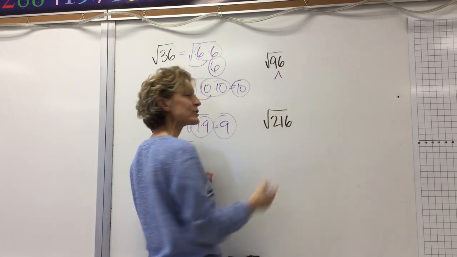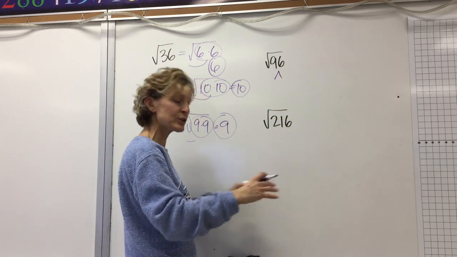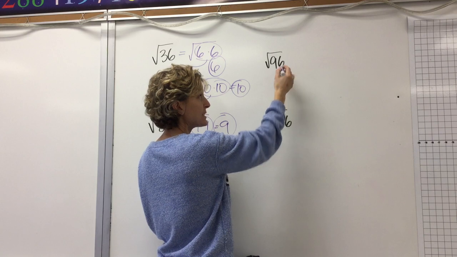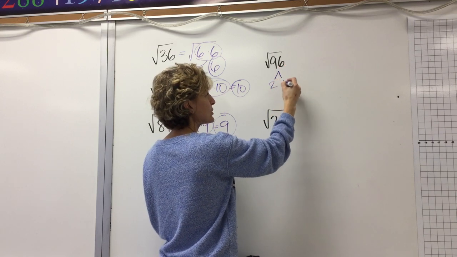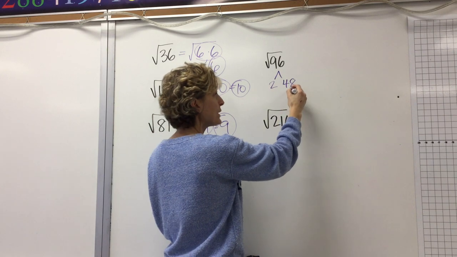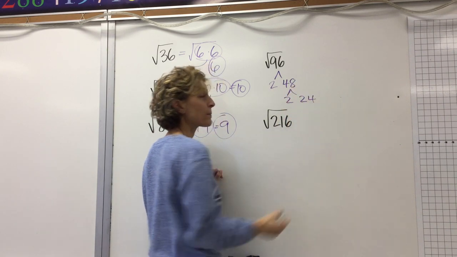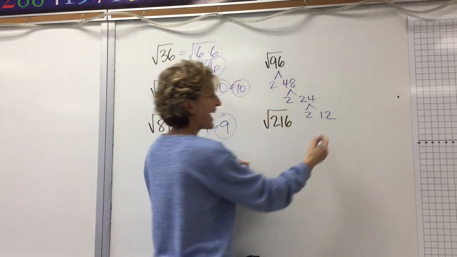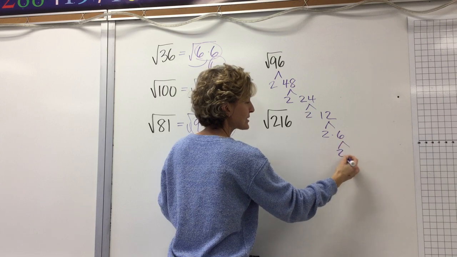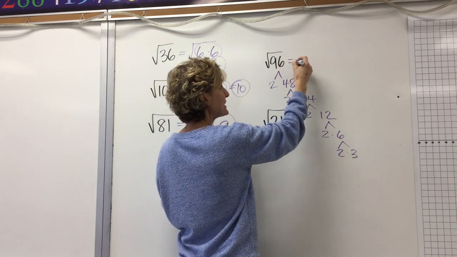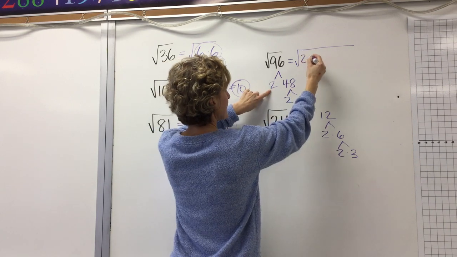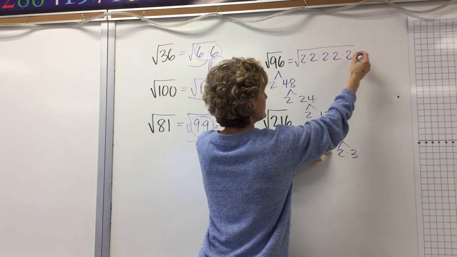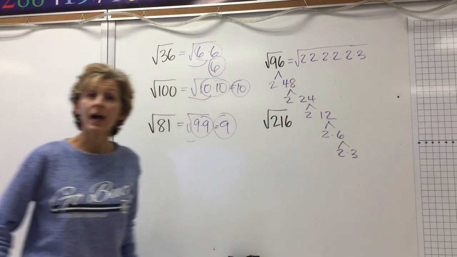Some of you prefer factor tree, where you break it down into the product of primes. All right, so let's do that. I always like to start with the lowest number, so I know it's an even number. So I say that 96 is 2 times 48, and 48 is 2 times 24, and 24 is 2 times 12. And 12 is 2 times 6, and 6 is 2 times 3. So I can write 96 as 2 times 2 times 2 times 2 times 2 times 3. That's the product of primes.